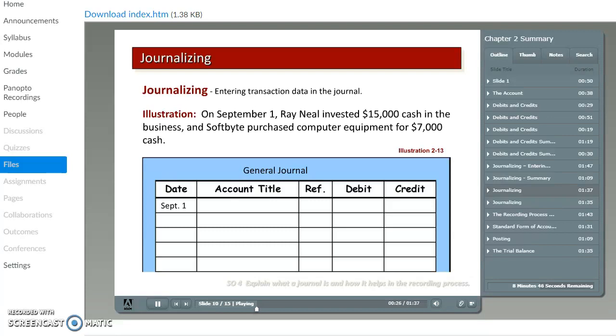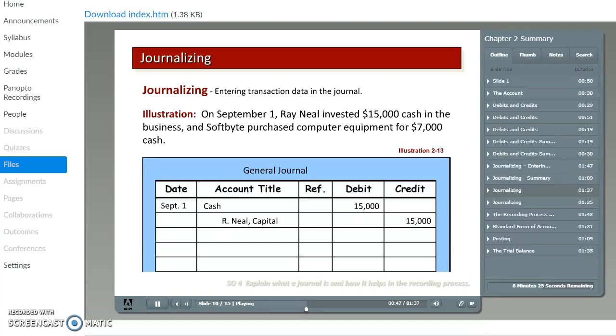They both increase. Cash, an asset, is the debit account because assets increase with debits. The owner's capital account, an owner's equity account, is the credit account because owner's equity increases with credits.